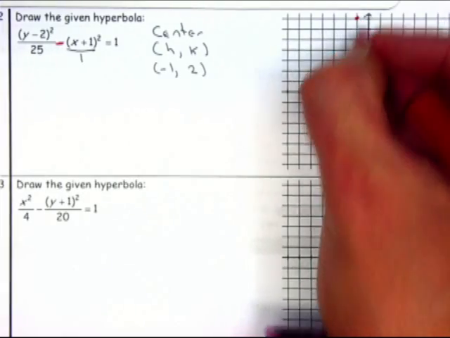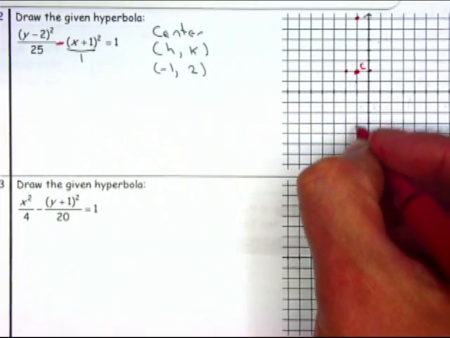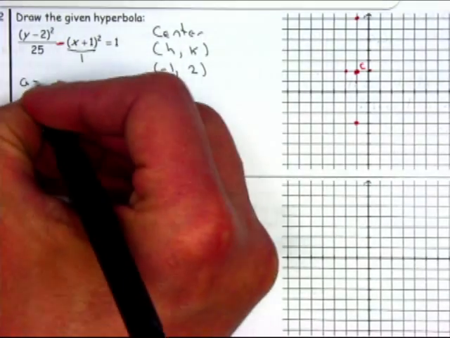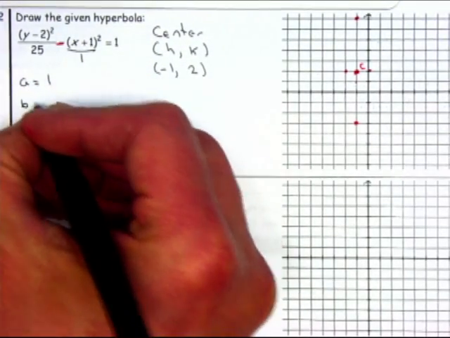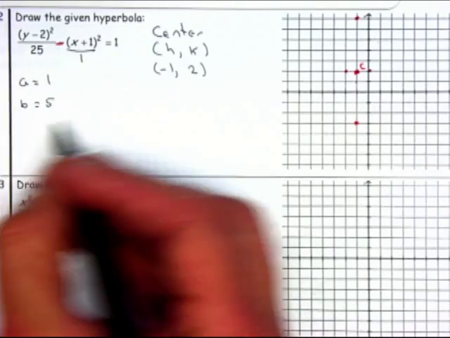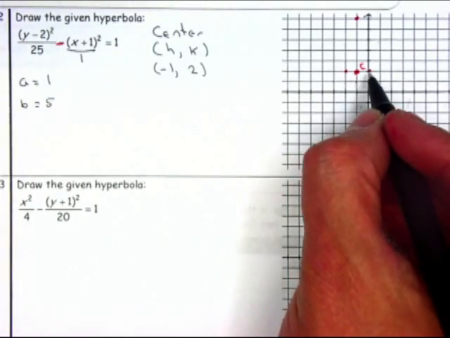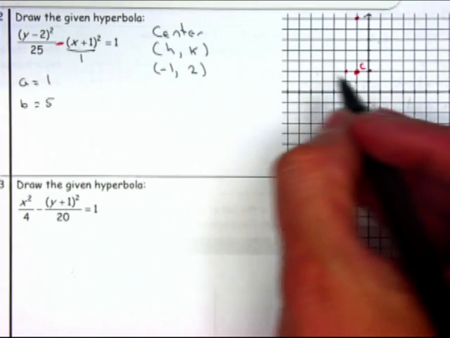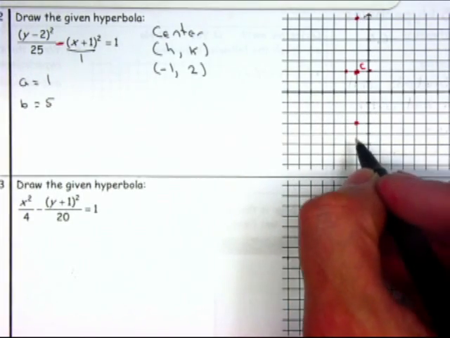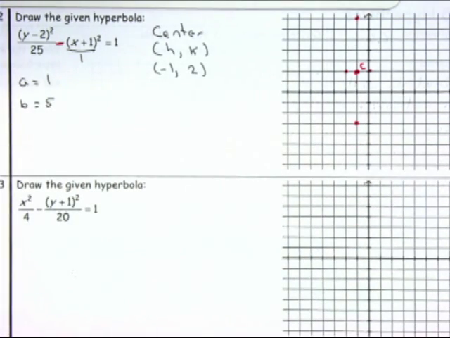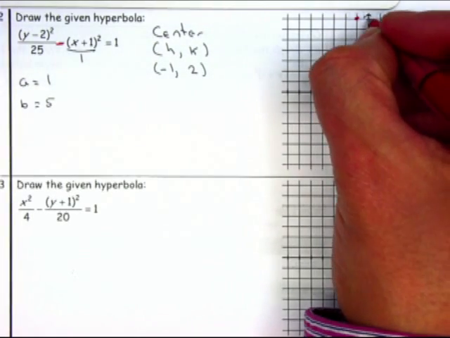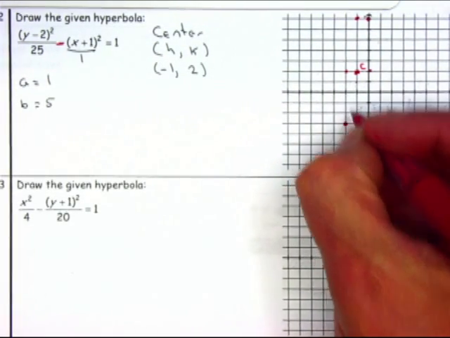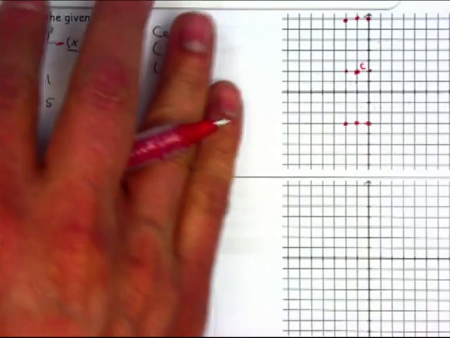And I know some of us are more comfortable if we actually write it down. So a will be 1, and b, the square root of 25 is 5. It's under the x, so I went to the sides, 1. It's under the y, so I went up 5 and down 5. From here, I can go ahead and draw the corners of this box that's going to help us shape our asymptotes, or just draw them.